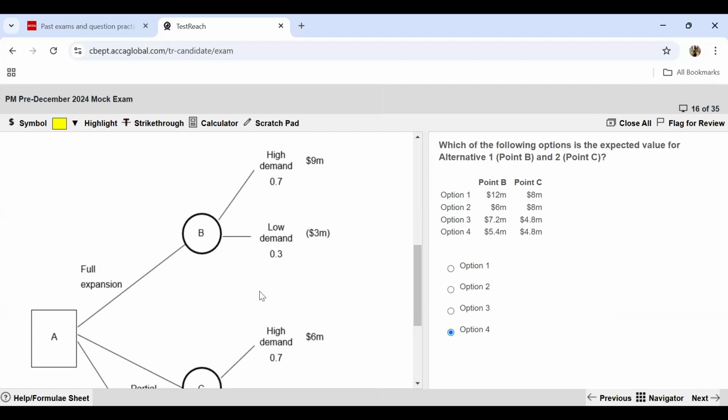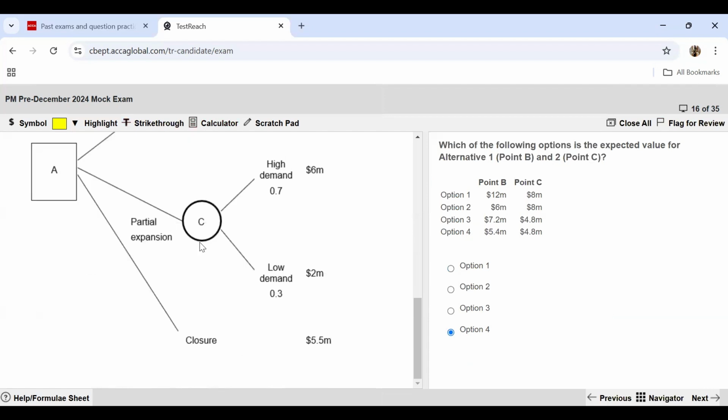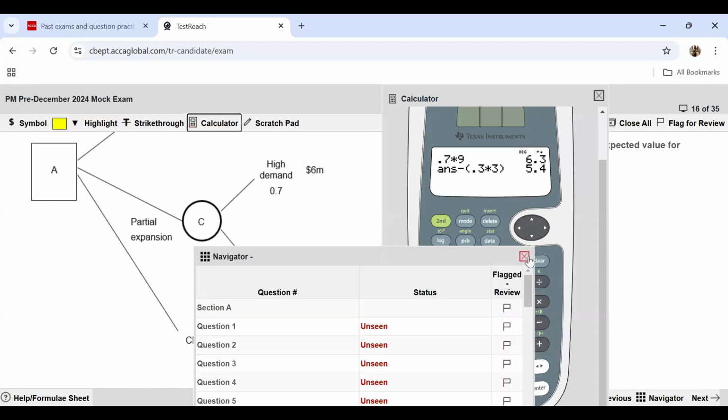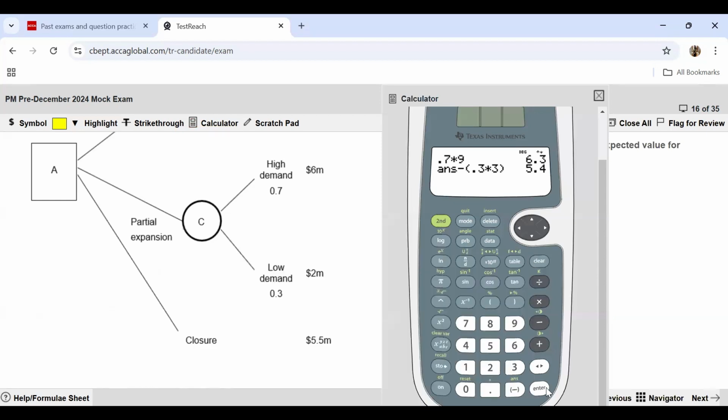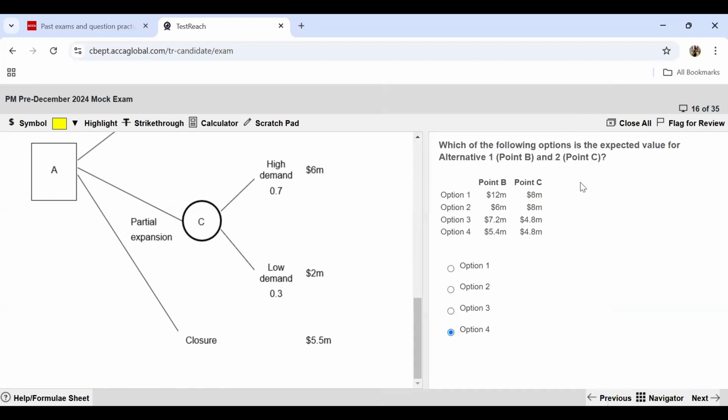Let's cross check it for the C also. Alternative C has a high demand probability of 70%, which will give us 6 million. So 0.7 needs to be multiplied with 6. And in this, you need to add, if there's a 30% chance of low demand, $2 million is what you're going to get. So $2 million multiplied by 0.3. So with this, you get 4.8, which is what we have selected. So the first answer is option 4.